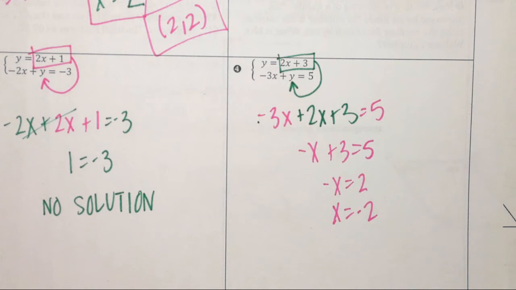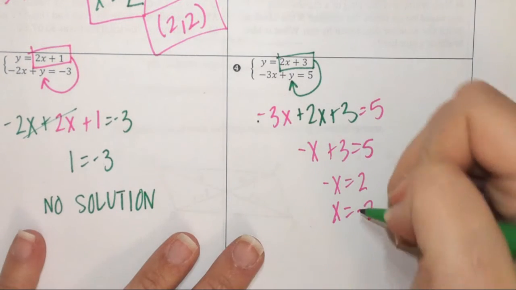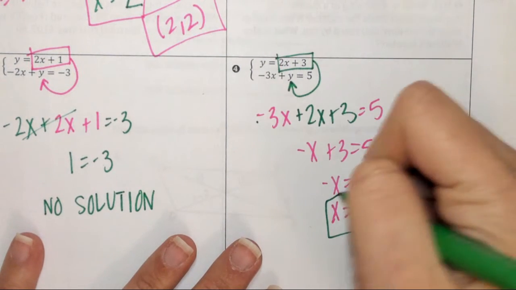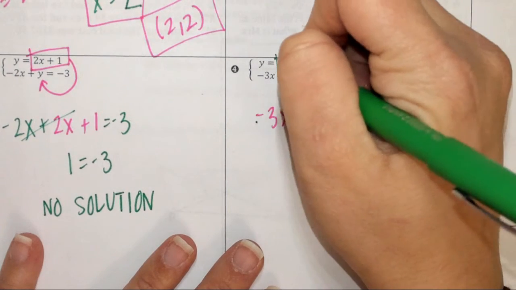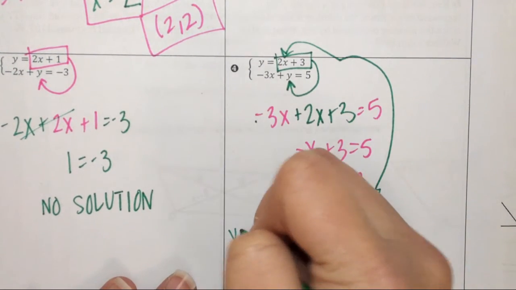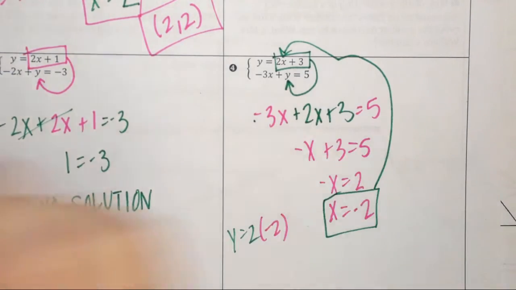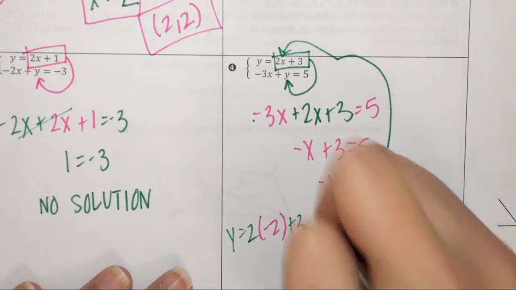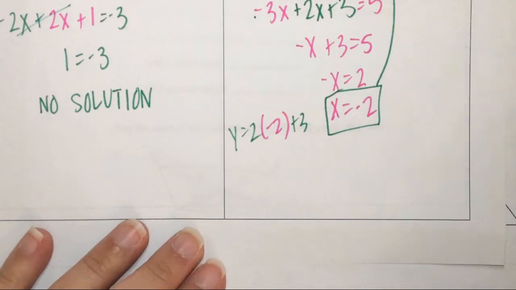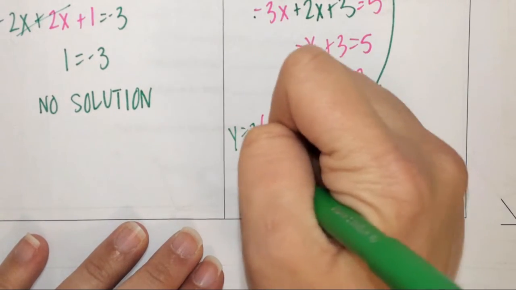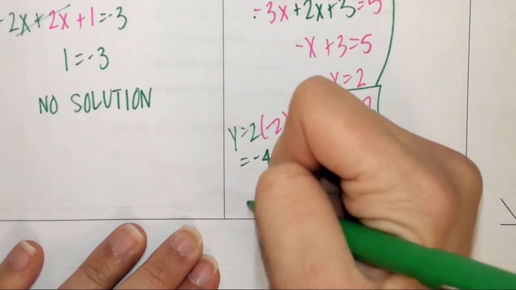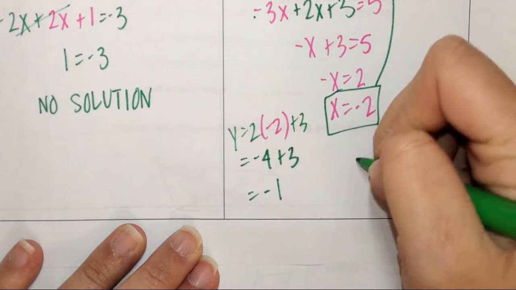Okay, so now that I have x, what do I need to do? Find y. Hallelujah. And I take it and I plug it in right here. So I have y equals 2 times negative 2 plus 3, right? 2 times negative 2 is negative 4, and negative 4 plus 3 is negative 1.